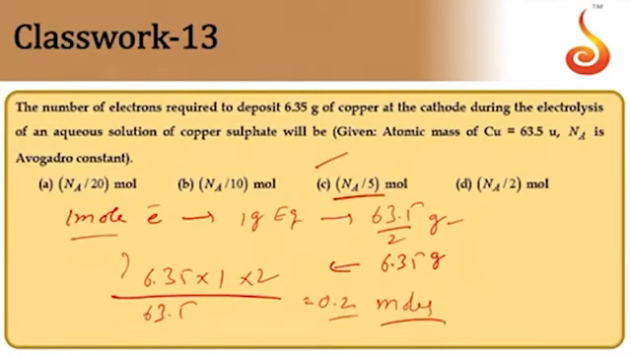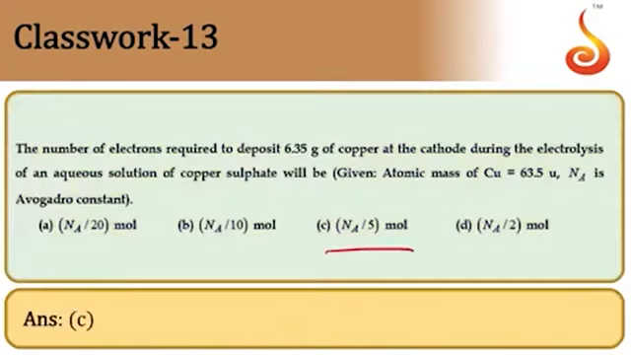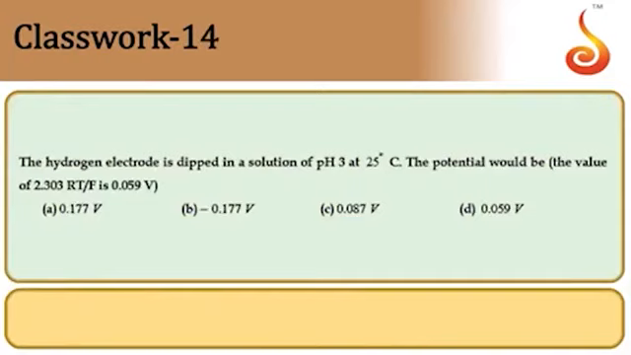Answer is option C. So 1 mole of electrons deposits 1 gram equivalent, and 1 gram equivalent of copper means atomic mass by valency, which is 2. So this many grams need 1 mole, and we require 6.35 grams only. There were how many moles? So n by 5.